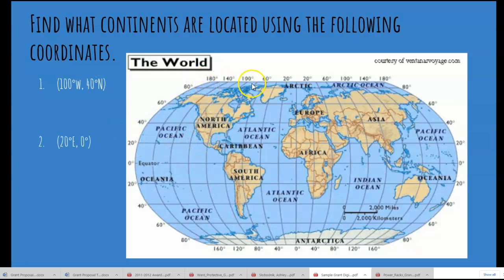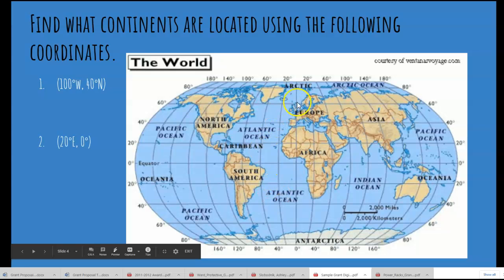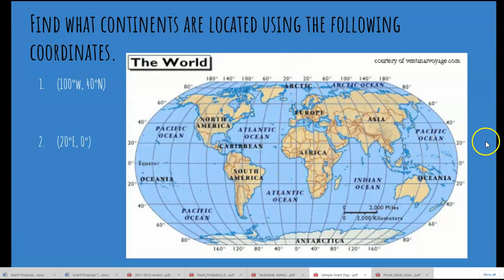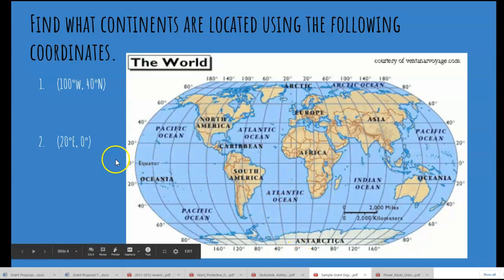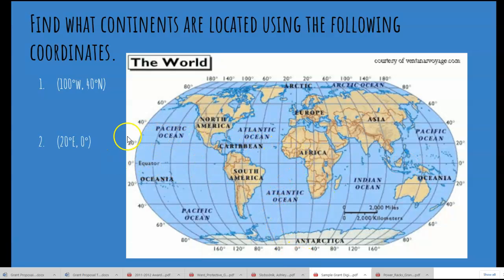So I'm going to look up here. I can start up here, you can start down here. And I remember that this is 0. This is north, east, south, and west. So I'm going to be going this way from my 0. So I'm going to go west. And here's my 100 degrees west. But now I need to find that 40 degrees north.